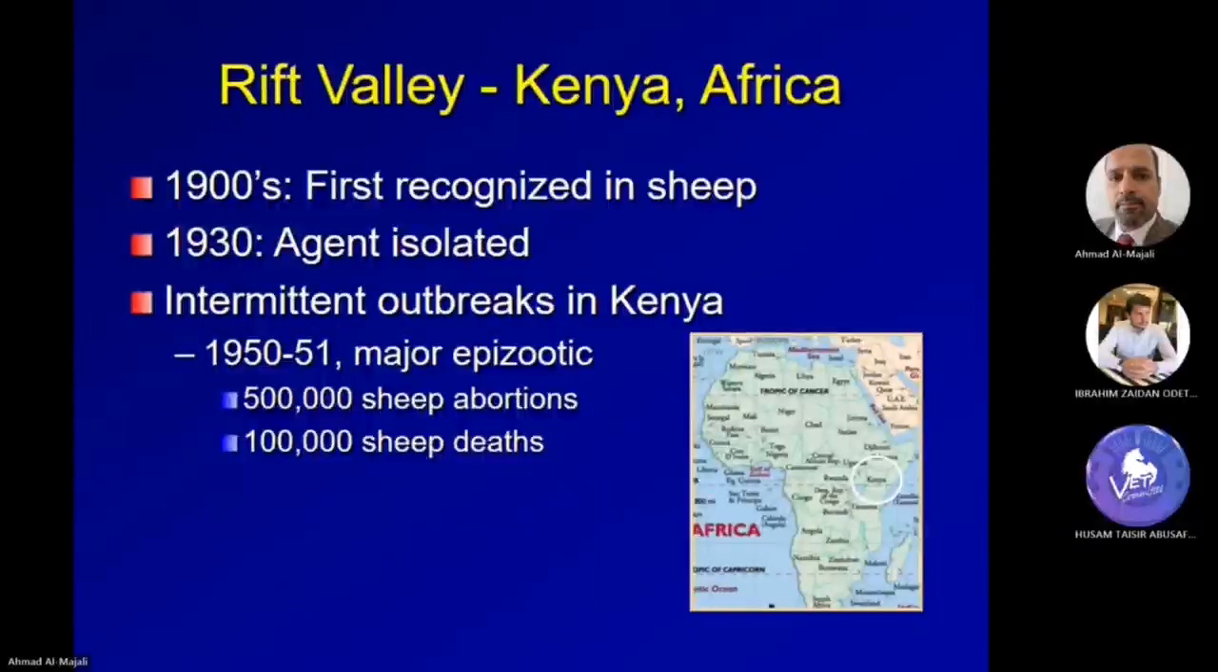Okay. So some history, the disease was first recognized in sheep, basically in the early years of the 1900s. In 1930, the agent was isolated and basically identified. Since then, the only geographical location that was affected was Kenya, basically an area called the Rift Valley area, which is يعني زي ما نقول احنا منطقة غورية، ماشي؟ انحدارية غورية.